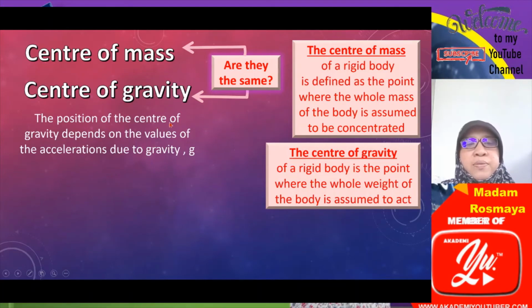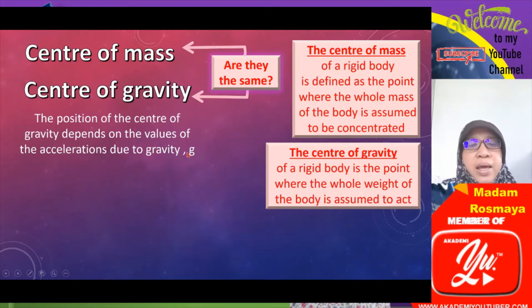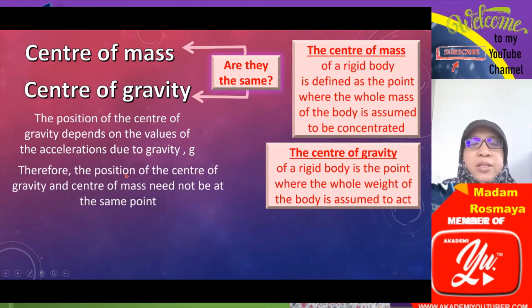So the position of the center of gravity depends on the value of the acceleration due to gravity g, because the weight is equal to mg, so mass times the acceleration due to gravity g. Therefore, the position of the center of gravity and center of mass need not be at the same point.